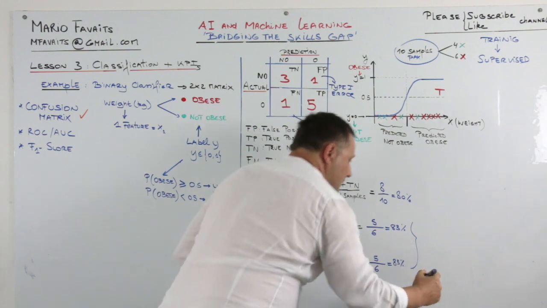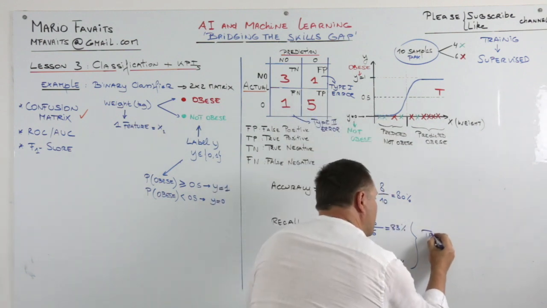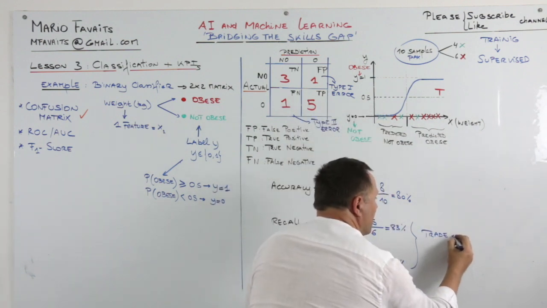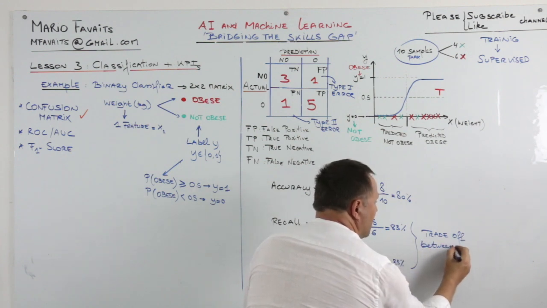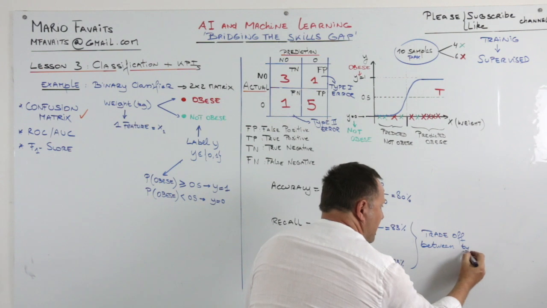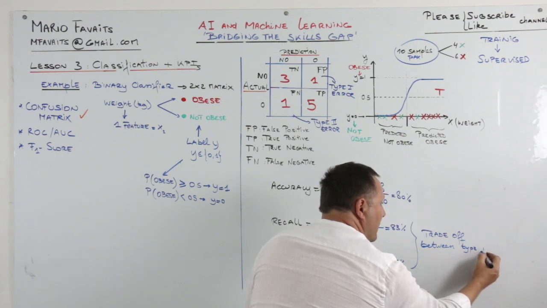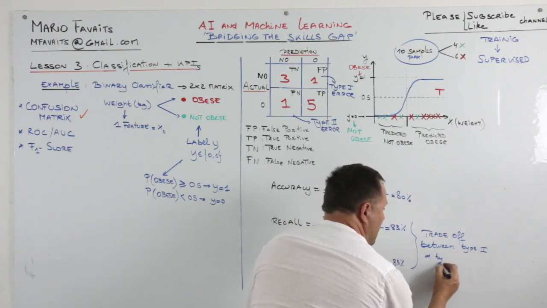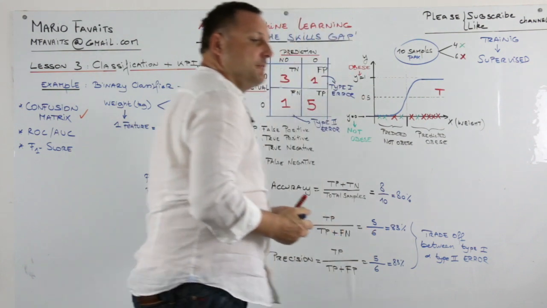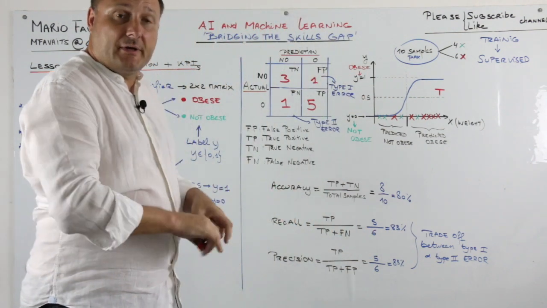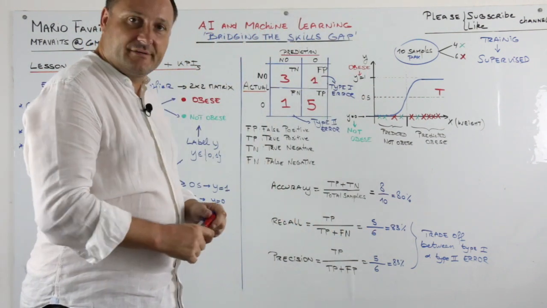Now there is a trade-off between type 1 and type 2 error. Meaning if you want to reduce type 1 error, you're going to automatically increase type 2 error.